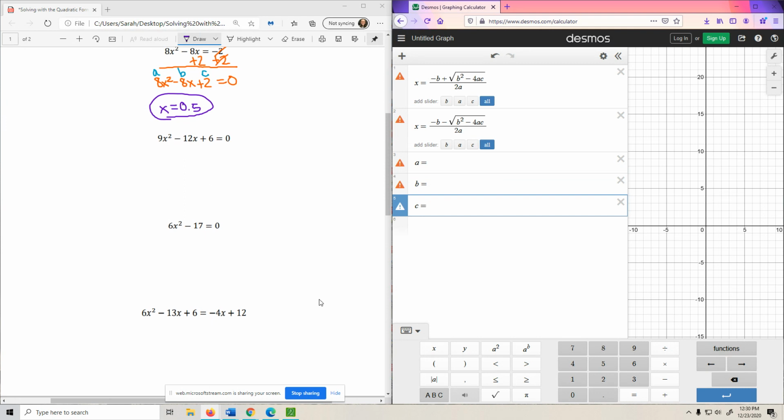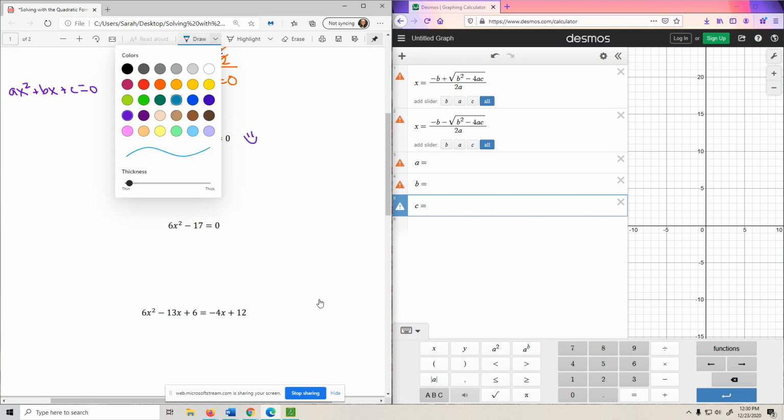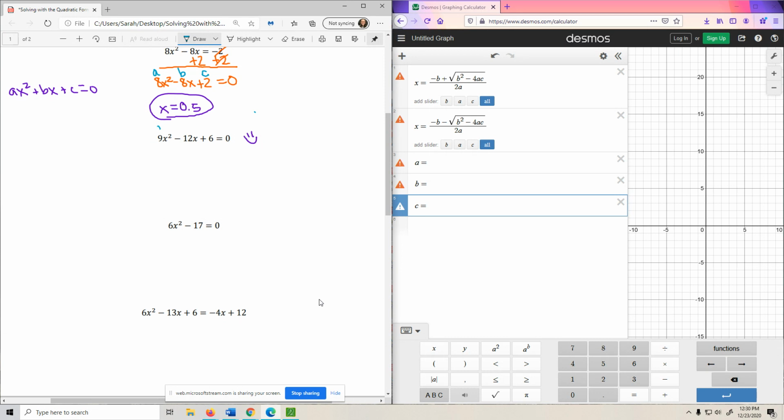Notice that this equation, the next one, already looks like something x squared plus something x plus a number equals 0. So we don't need to rearrange that one. Yay, smiley face. We can just start by labeling A, B, and C. A is 9, B is negative 12, C is 6.